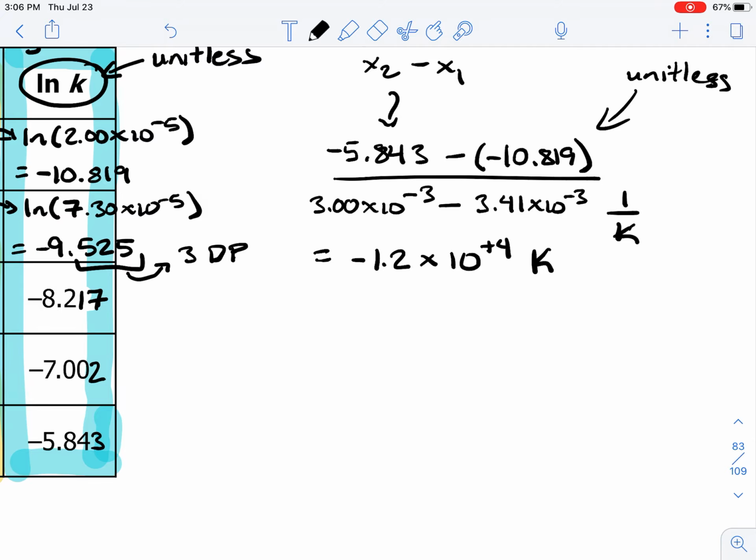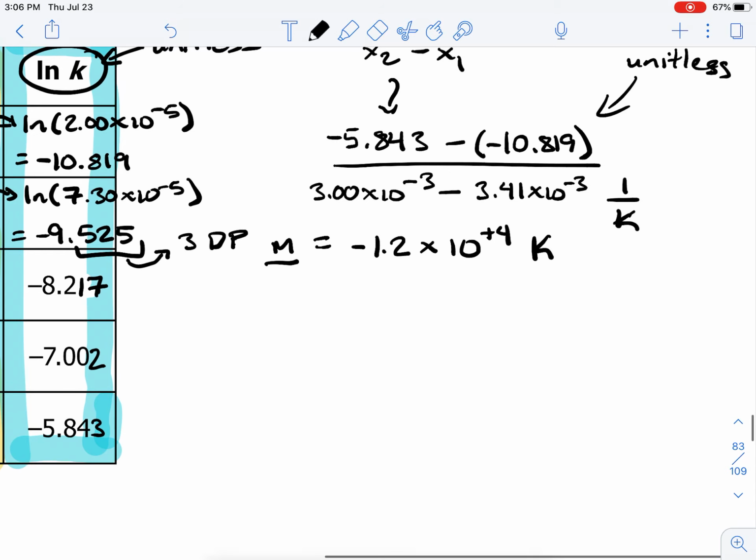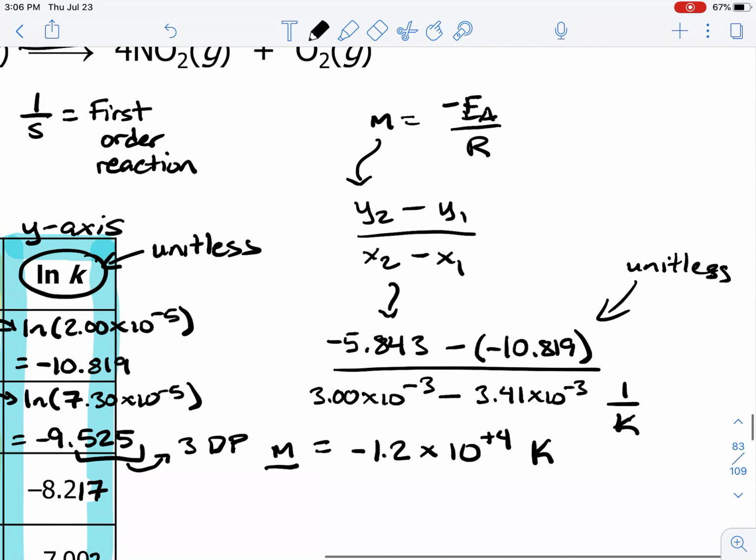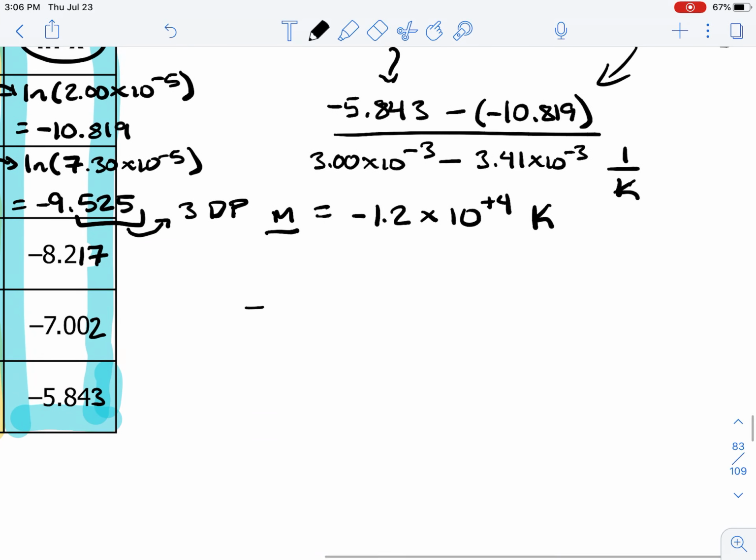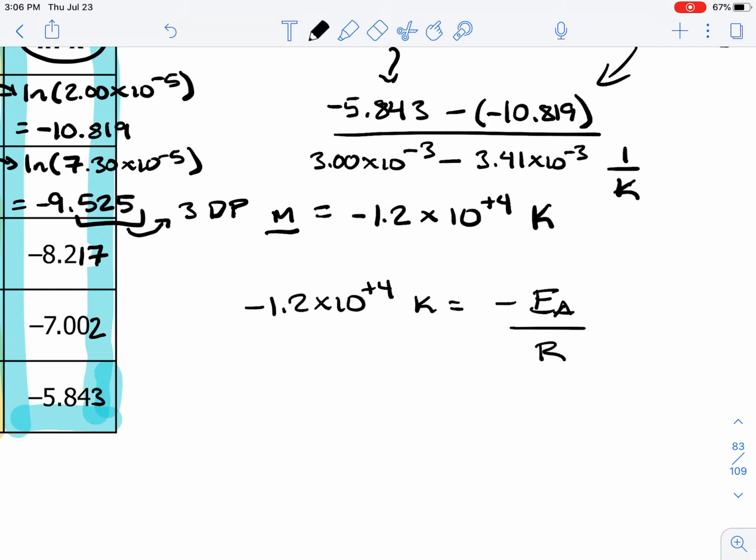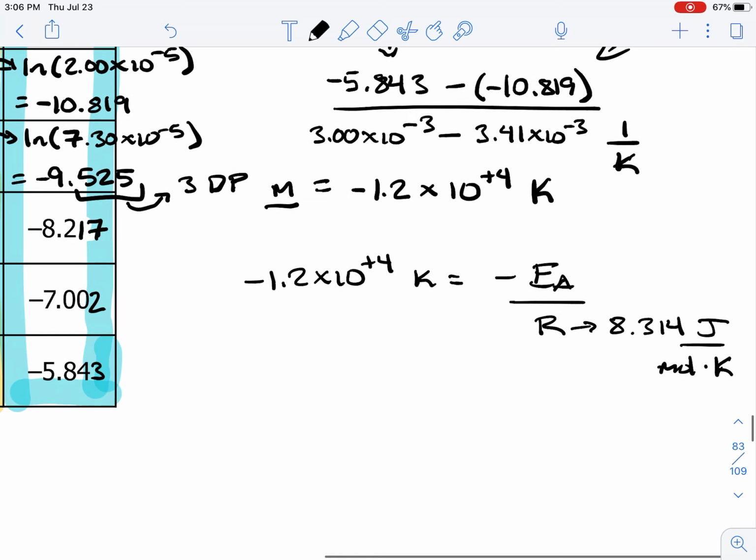All right, so now that I have my slope, it is going to equal negative Ea over R. So I'm going to go ahead and put negative 1.2 times 10 to the positive 4 Kelvin equals negative Ea over R. And R is going to be 8.314 joules per mole times Kelvin.